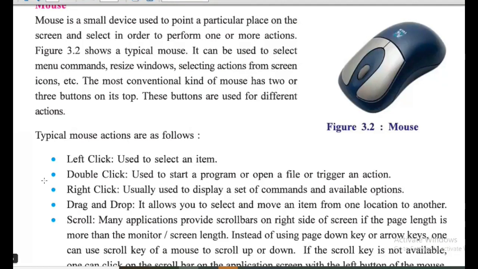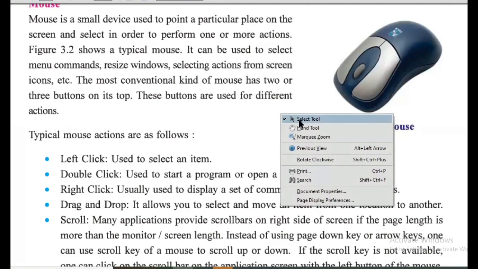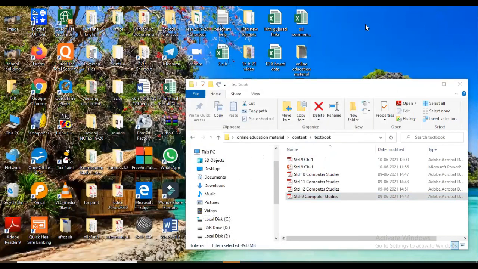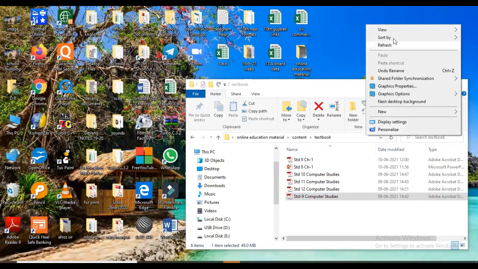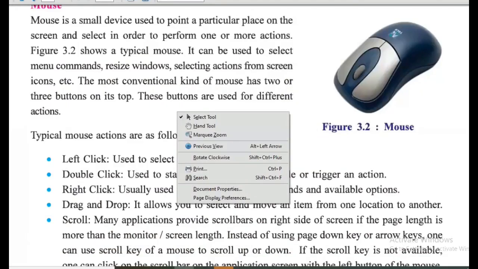Then right click is used as shortcut menu, to give a set of commands that are used frequently. For example, I'm right clicking here. So here select tool, hand tool, marquee tool, previous view, like that. These options are different. Same way, when I right click on desktop, it gives different other options. So depending on which application you are using, this right click menu changes.